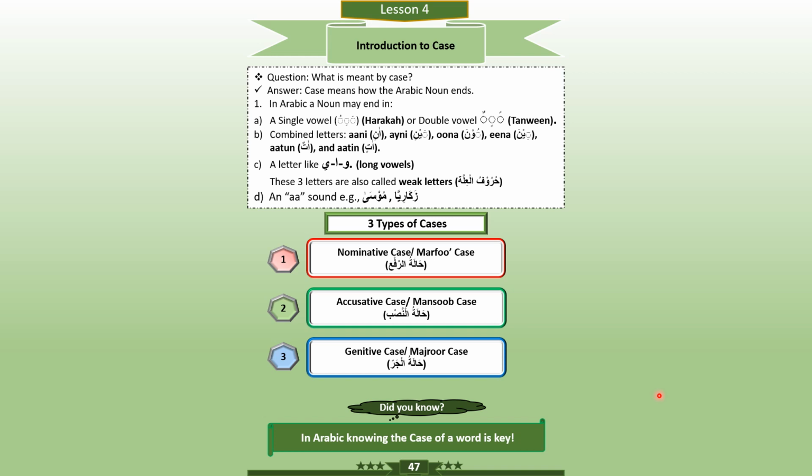So therefore, brothers and sisters and learners, I want you to go back and try and understand this introduction first before we go on to the next lesson. So that's all for today, and inshallah the next time we meet, we'll start with the nominative case.